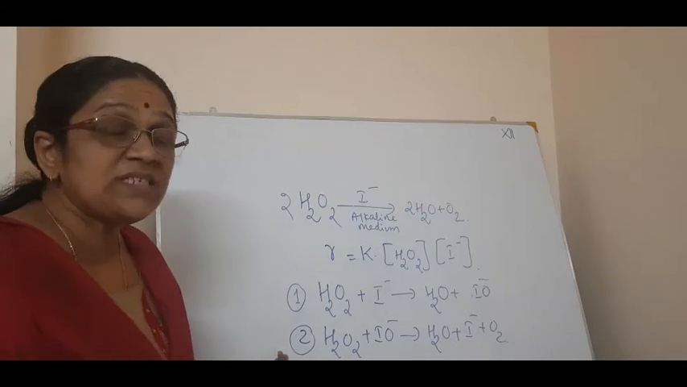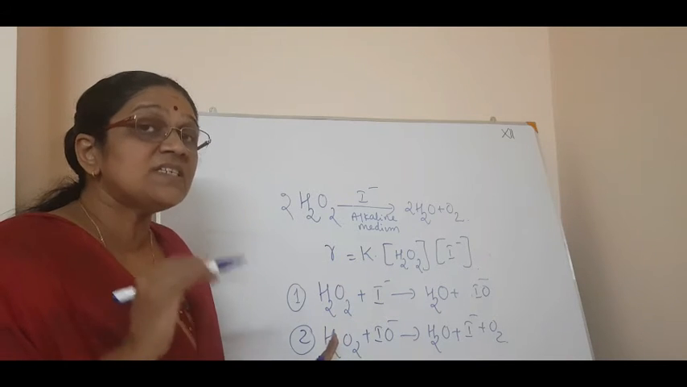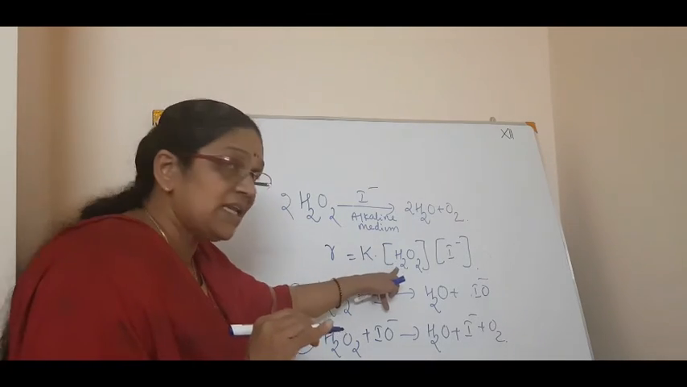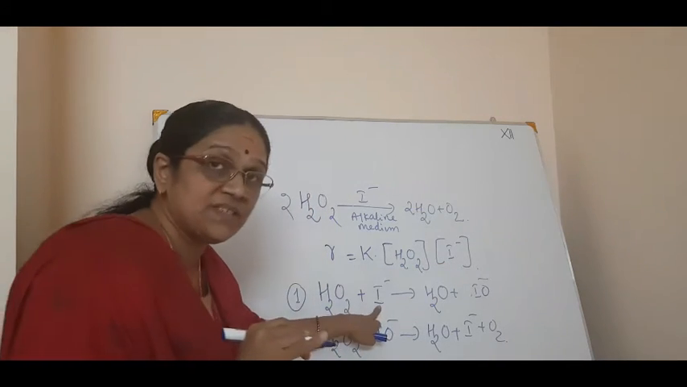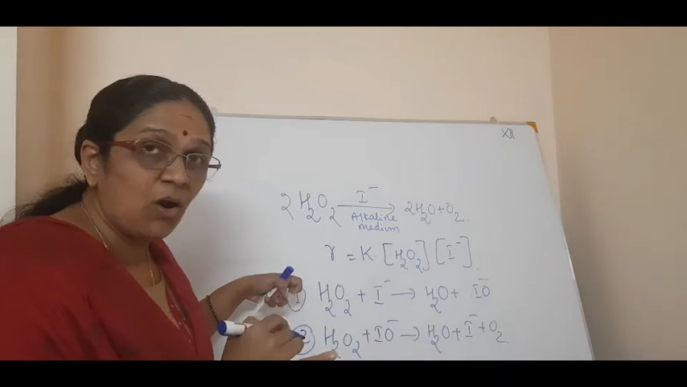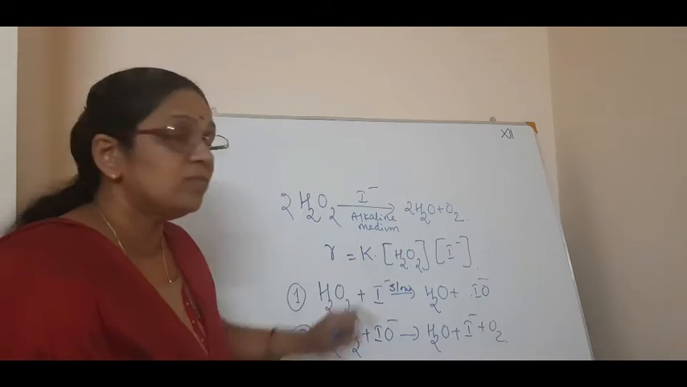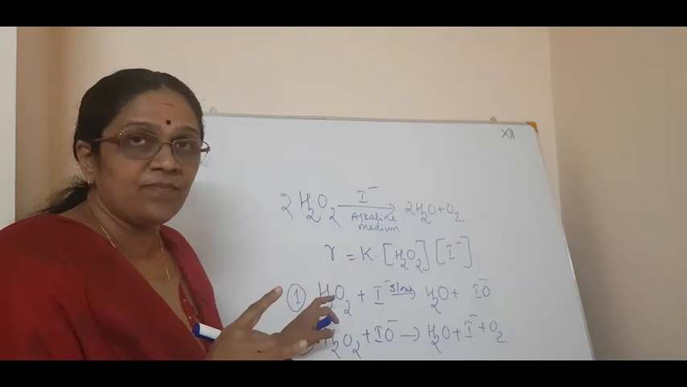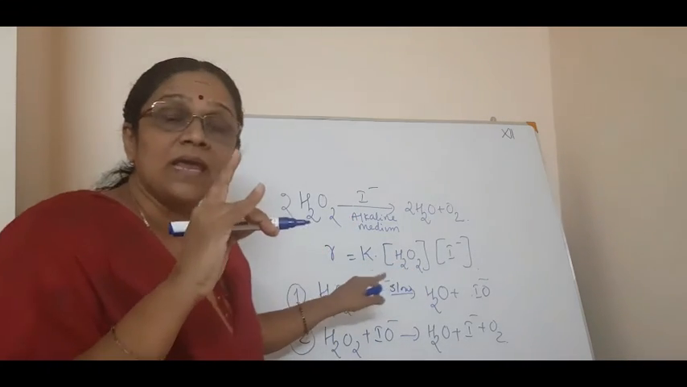From these 2 steps, which is the rate determining step or the slowest step? Say, which is the slowest step? This will be the slowest step. Why? Because in this rate law expression, it is given as H2O2 concentration into I minus concentration, isn't it? So, the first step is the slowest step. While writing a complex reaction, you will specify here it as the slow step or slow, which means that is the rate determining step, and this reaction you will get in the rate law expression.